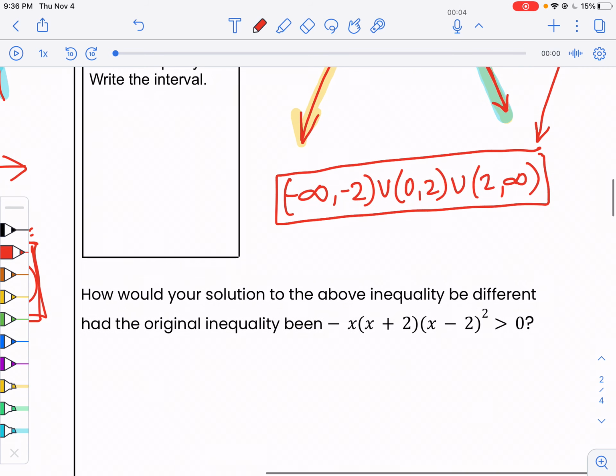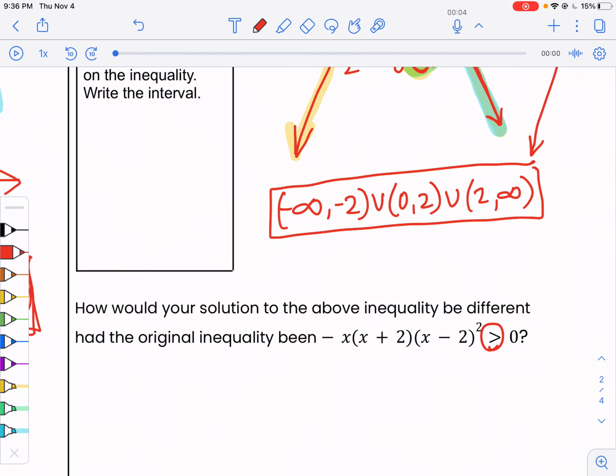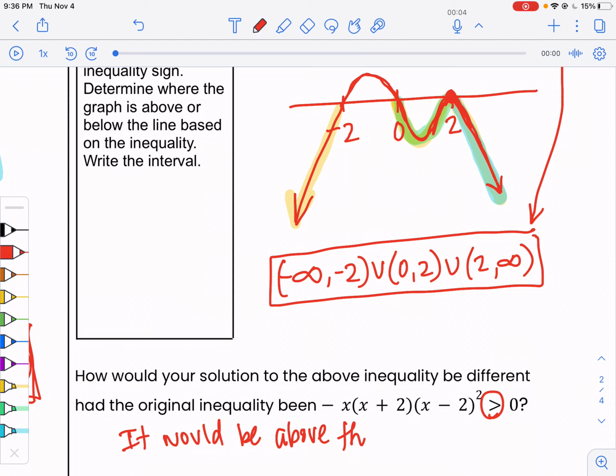Cool. This last question is a thinker. How would your solution to the above inequality be different had the original equation been this same equation but with a greater than symbol instead of a less than? And I'd say it would be the part of the graph that's not here, it would be above the x-axis. It would be above the x-axis, so it would be that -2 to 0 section. Right? -2 to 0.